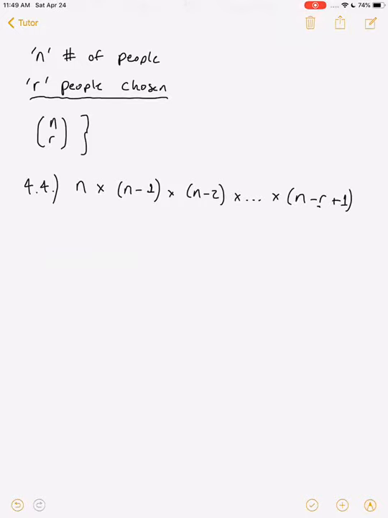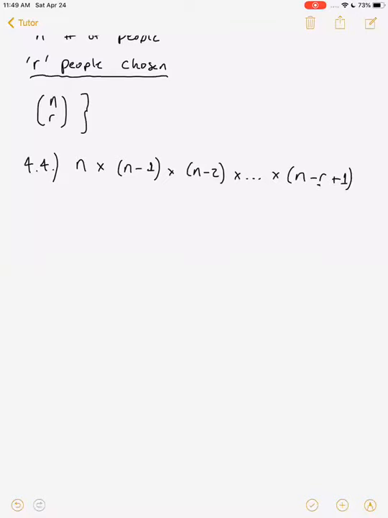So when we had 55 Republicans and we chose 3, we divided by 3 factorial, because when we choose those 3 people, there are 3 factorial different ways to change the order of them, right? We have to remember that we don't care about the different orders. So we divide by R factorial. Okay, so this is our formula so far. We have N choose R equal to this gigantic equation over here. But let's see if there's an easier way to write that.